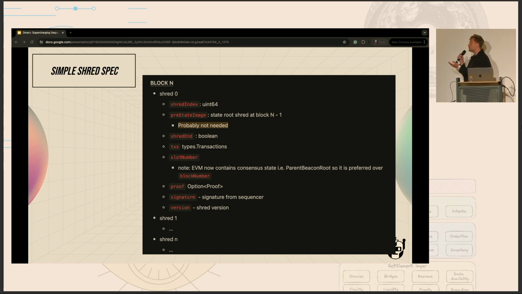index, the list of transactions that are in this shred. It could be one if you just want this to be a one transaction preconf, and then you got a bunch of other stuff to just say where in the block you are and where in the chain you are. And additionally, you could add a proof here as well, which is cool. You could do a TEE proof. You could do other types of proofs as well.